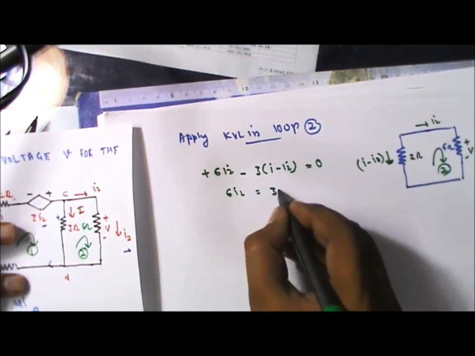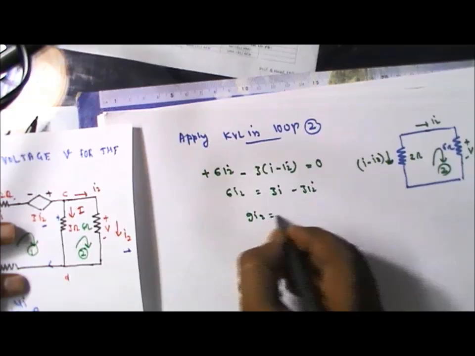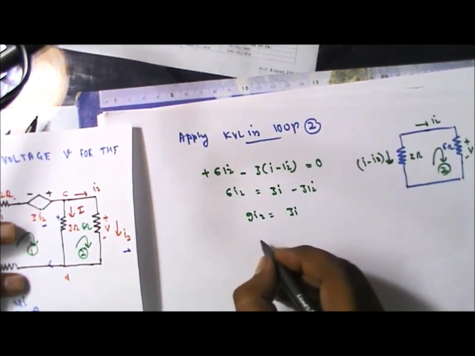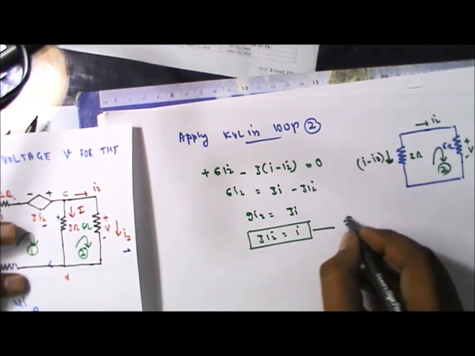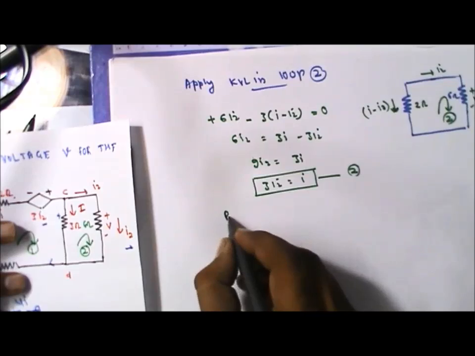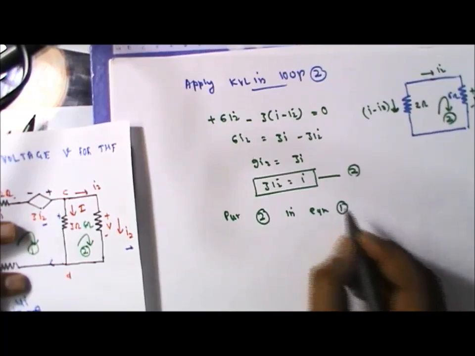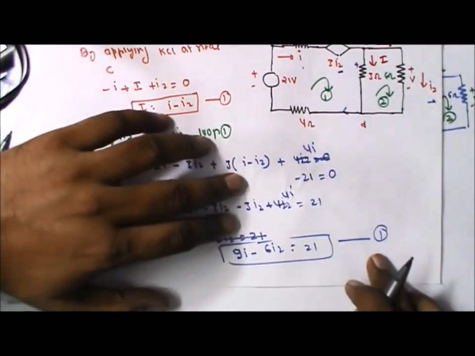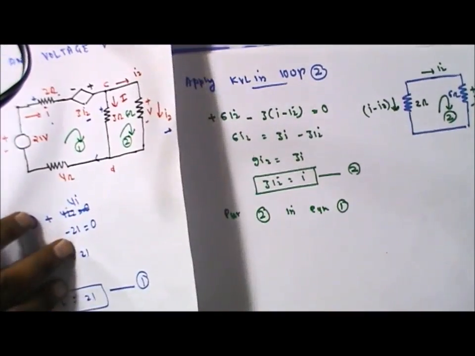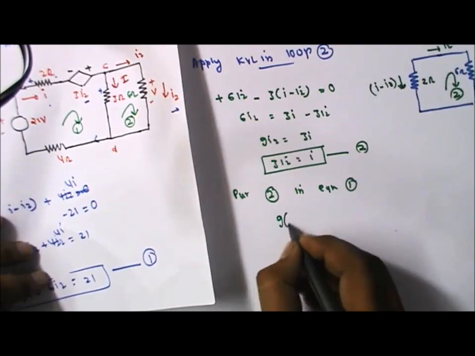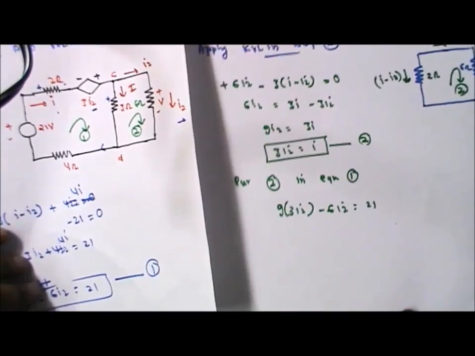6I2 should be equals to 3I minus 3I2. 9I2 should be equals to 3I. 3I2 should be equals to I. This is equation number 2. Put equation 2 in equation 1. Here this is the equation 1. We have to put the value of I in the equation 1. So it is 9 into 3I2 minus 6I2 should be 21.